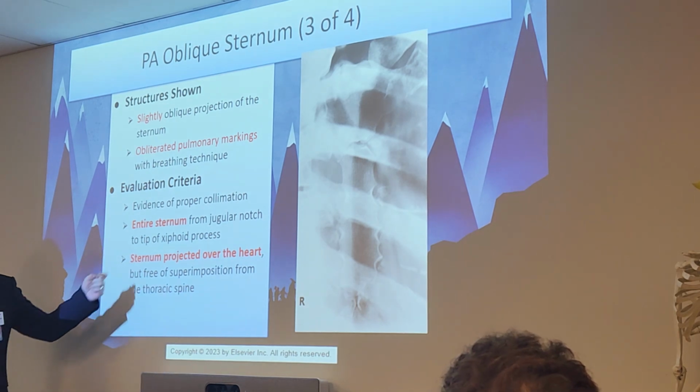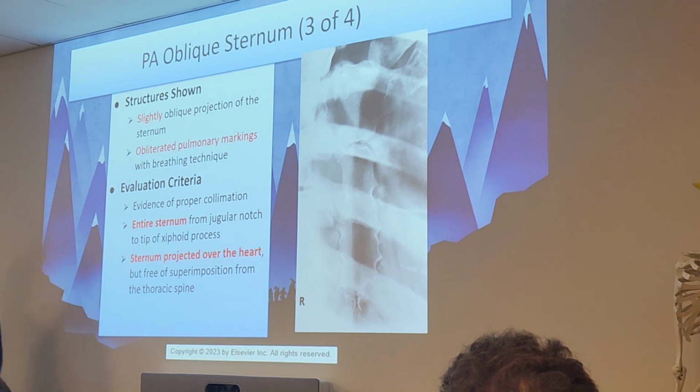And then, big one here, guys, that's a test question. We do want the sternum projected over the heart, but free of superposition from the T-spine. So we oblique it to move it away from the T-spine, but also project it over the heart shadow, so it'll help us see it a little easier, which is why we only do REO. If we did an LEO, it wouldn't be over the heart. We wouldn't see it as well. So the REO puts the sternum over the heart shadow and allows us to visualize it better.